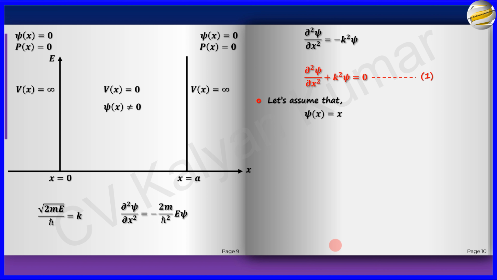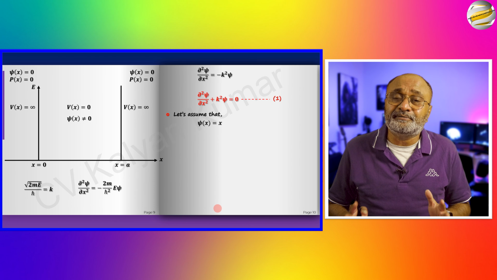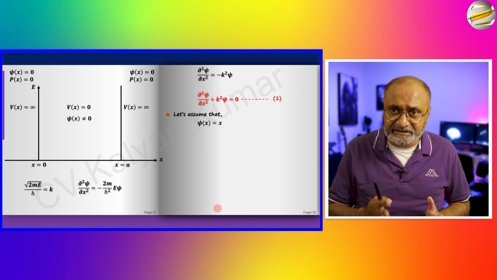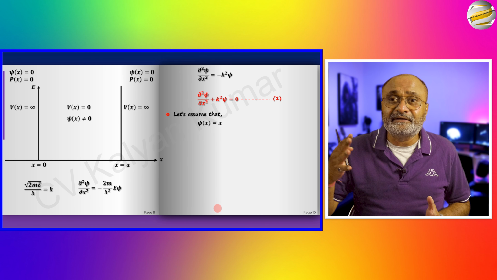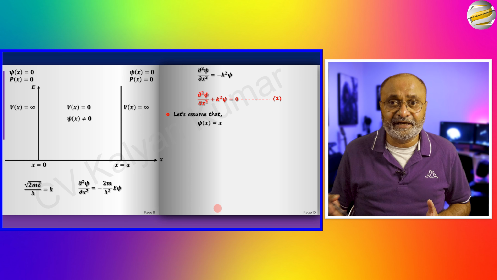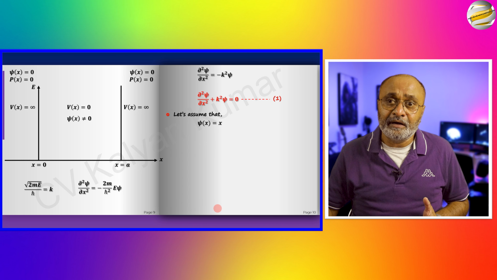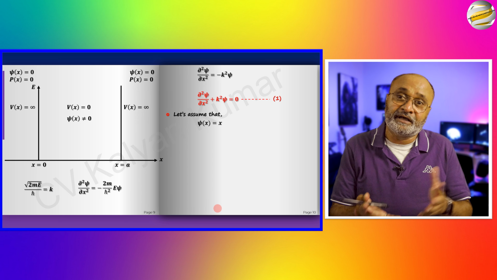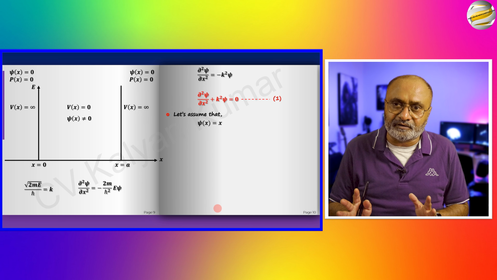So let's assume that psi of x is x. Now you will say, why am I doing it? I just want to prove that you cannot randomly put any function and say it is going to solve the differential equation just because there are infinite solutions. Remember, infinite solutions doesn't mean it has all solutions. Infinite solutions means there are certain possible solutions, but there are an infinite number of such solutions. But you cannot put any random function and say, is this a solution of that? Because you said it is infinity. No, it's not going to work like that.